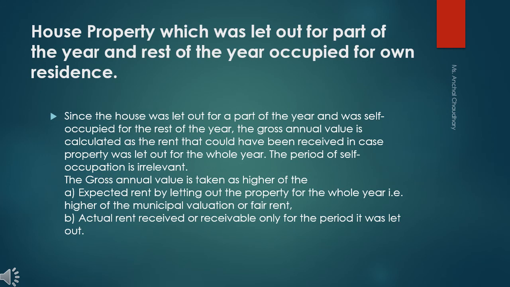First is expected rent, ER, by letting out the property for the whole year: the higher of the municipal value or fair rent will be your expected rent. The other is actual rent received or receivable only for the period it was let out. These two we have to calculate first, and then compute the higher value of the two, and that will be our gross annual value. So in this case, students, the period for which the property was used for self occupancy will not be considered for your income from house property calculation.